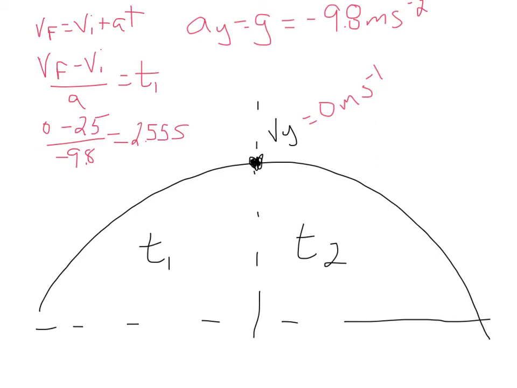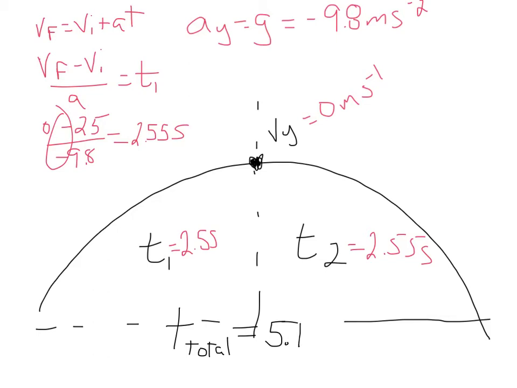And again, we're worried about these signs a little bit, because if you ever get a time that's negative, you know you've got a sign error somewhere. So kind of keep that in mind and use that as a gauge. So our time to the peak is 2.55, which means that our time from the peak is also 2.55. So that means our total time is 5.1 seconds.